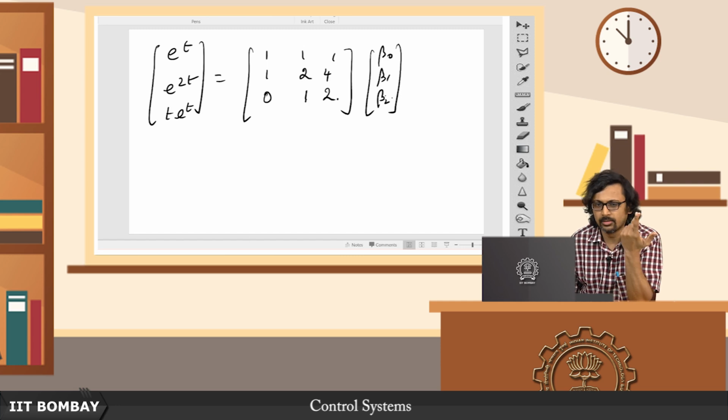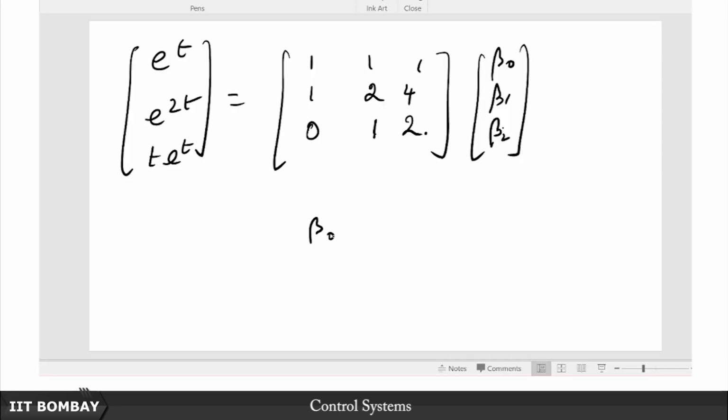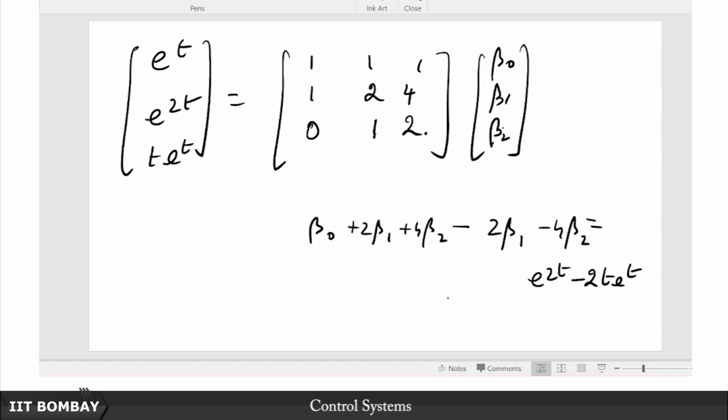In matrix form, if I subtract 2 times the third equation from the second equation, then I get beta 0 plus 2 beta 1 plus 4 beta 2 minus 2 beta 1 minus 4 beta 2 is equal to e to the 2t minus 2t e to the t. The 2 beta 1 and 4 beta 2 terms cancel, so I get beta 0 is equal to e to the 2t minus 2t e to the t. That is my beta 0.